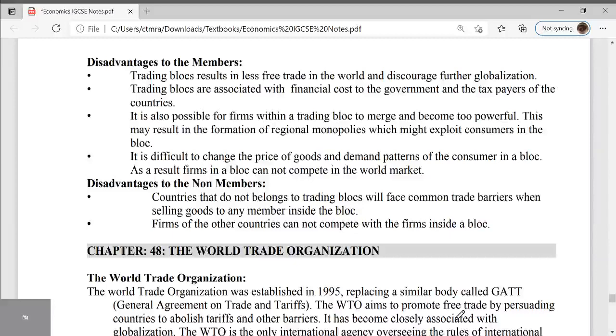Next, firms of the other countries cannot compete with the firms inside the bloc. So firms from the other countries may also suffer when doing trade.